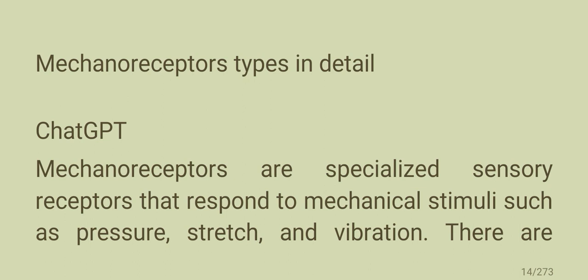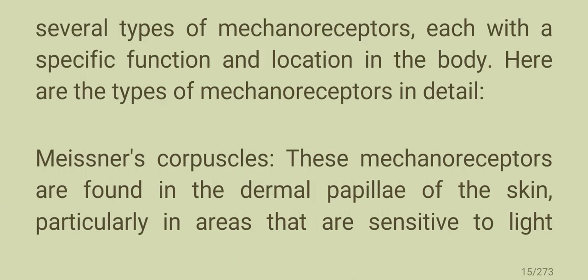Mechanoreceptor types in detail. Mechanoreceptors are specialized sensory receptors that respond to mechanical stimuli such as pressure, stretch, and vibration. There are several types of mechanoreceptors, each with a specific function and location in the body. Here are the types of mechanoreceptors in detail.